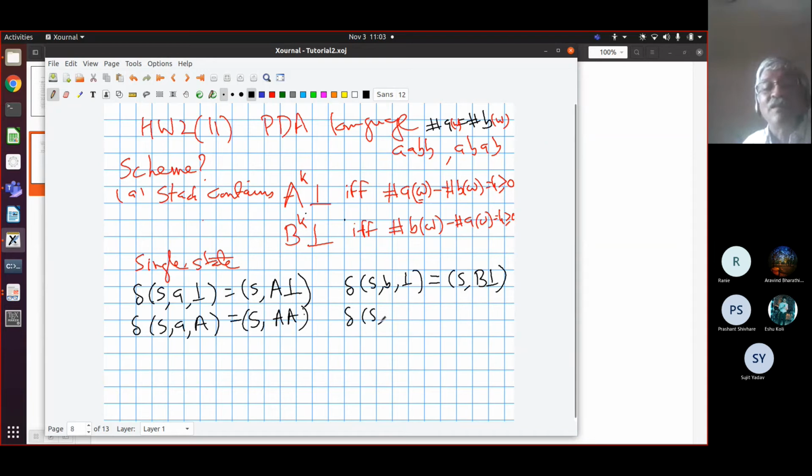And delta S, if I see B with an A at the top, what do I do? Because I have A at the top. Go back to bottom. Not bottom. This A I cancel. Epsilon. And whatever is below will remain. So if I have 3 A's, I'll get 2 A's, because 1 B has been squared off. Right?